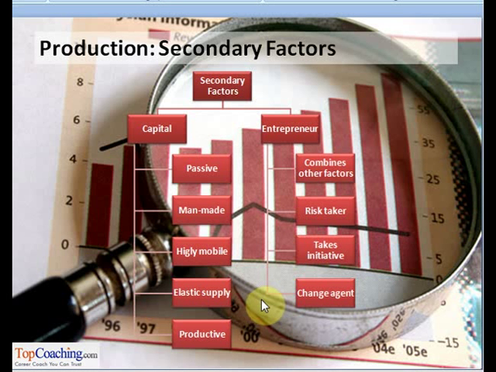Another important secondary factor of production is the entrepreneur. He is the factor which combines all other factors of production in the production process. He is a risk taker and takes initiative even in the absence of any guarantee of the future conditions, and acts as an agent of change.